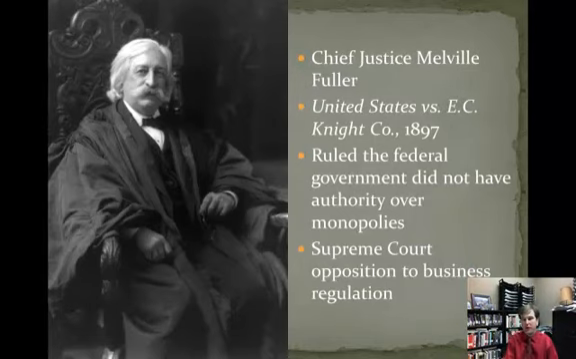Now, the Supreme Court would have a word about this. In fact, a man named Melville Fuller, the Chief Justice, would write the majority opinion in the case entitled United States versus E.C. Knight and Company in 1897. The Supreme Court at this point ruled that the federal government did not have authority over monopolies. The Supreme Court had opposition to business regulations. So here's the court, the very conservative court, trying to strike down some of the things the Parliament and the President were signing into law at this point. They're trying to serve as a check, but they're not being very effective in the long term.